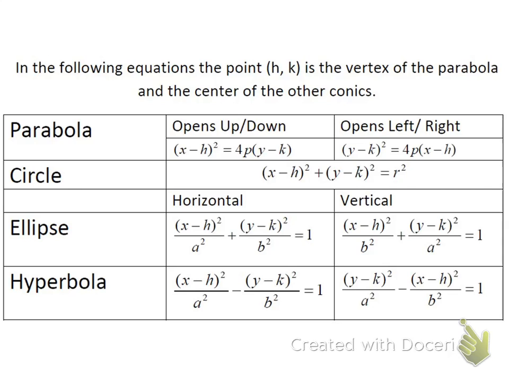As you're writing these, you might notice that they're the exact same equations as we had before. Every time you see an x, you're just subtracting an h. Every time you see a y, you're just subtracting a k. Subtracting an h from the x value is just going to shift our whole graph to the right. Subtracting a k is going to shift it up.